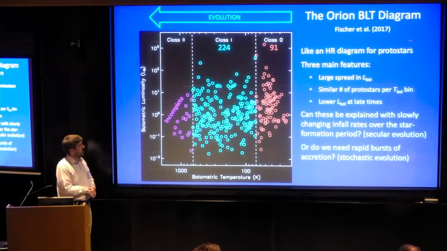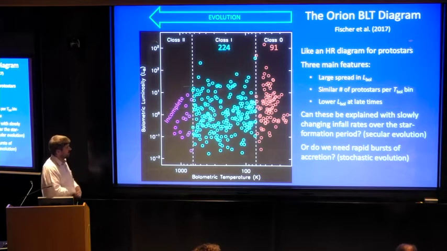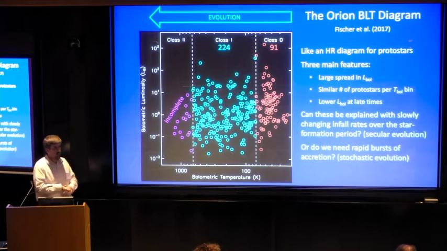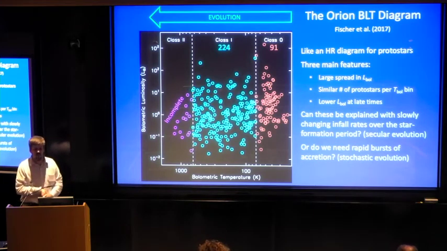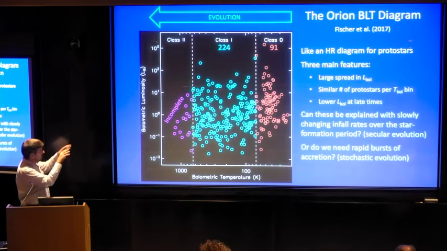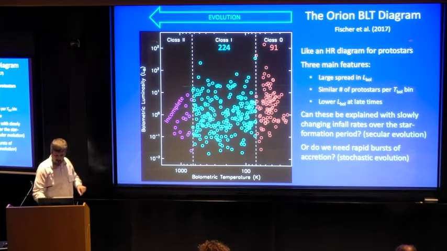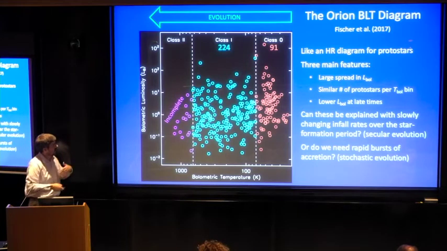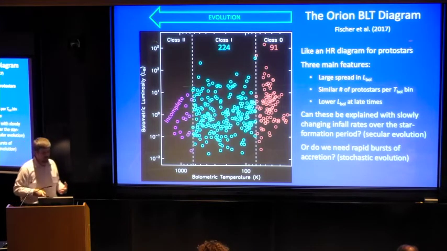There are three main takeaways from this. First, the broad spread in luminosities. If you divide the sample up into equal logarithmic bins of bolometric temperature, you get roughly equal numbers of protostars per bin. So that might tell us something. And if we take the mean luminosity in different bins, we have fairly high luminosities here, and then they subtly decrease as the bolometric temperature increases and the protostars evolve.